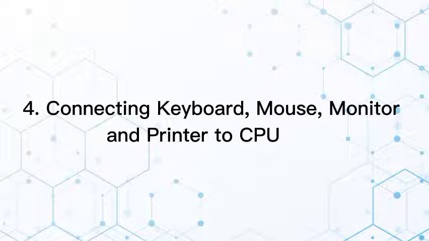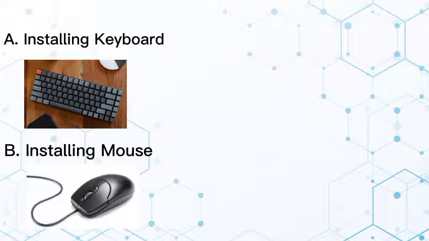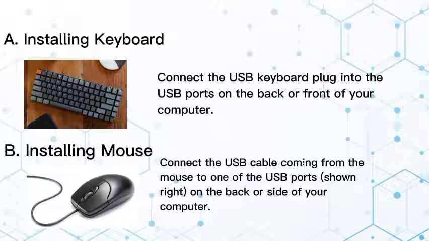Connecting keyboard, mouse, monitor, and printer to CPU. First, installing keyboard. Connect the USB keyboard plug into the USB ports on the back or front of your computer. Second, in installing mouse, connect the USB cable coming from the mouse to one of the USB ports right on the back or side of your computer.